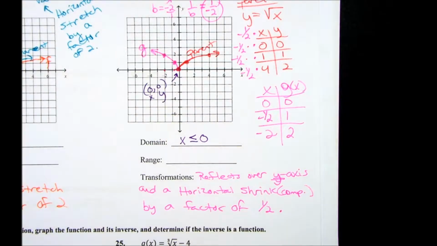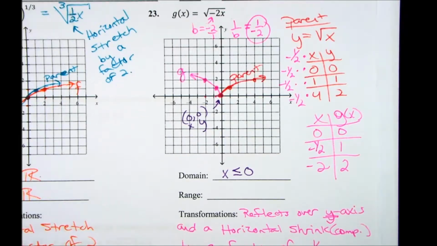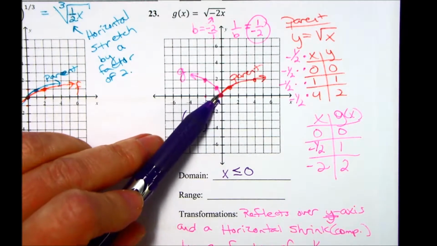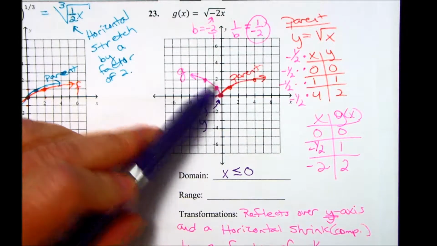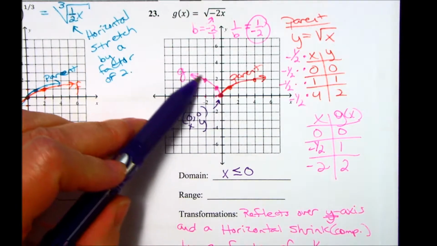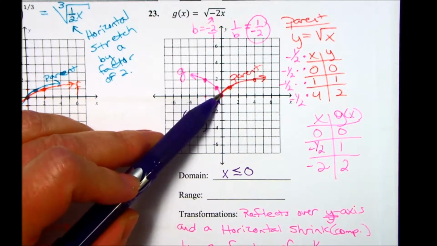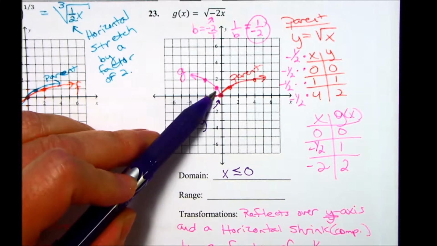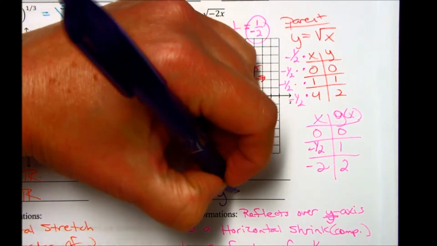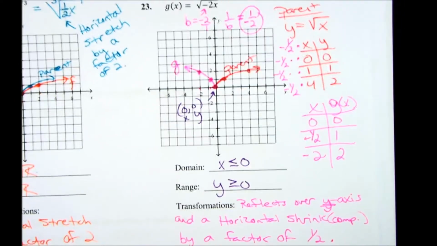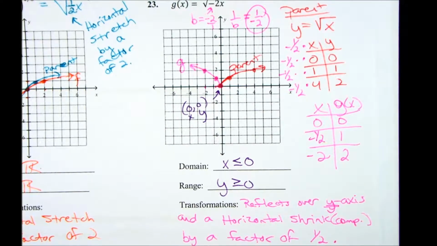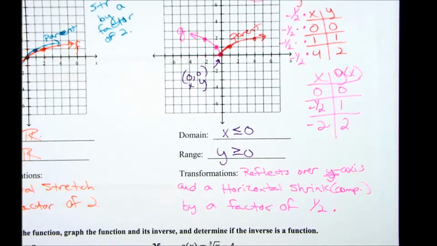Your range is your y values, and if you look at graph G, again, it starts at 0, but its y values go up and down. Since the graph goes up but does not go down, it's going to be greater than or equal to 0. So your domain x is less than or equal to 0. Your range y is greater than or equal to 0.